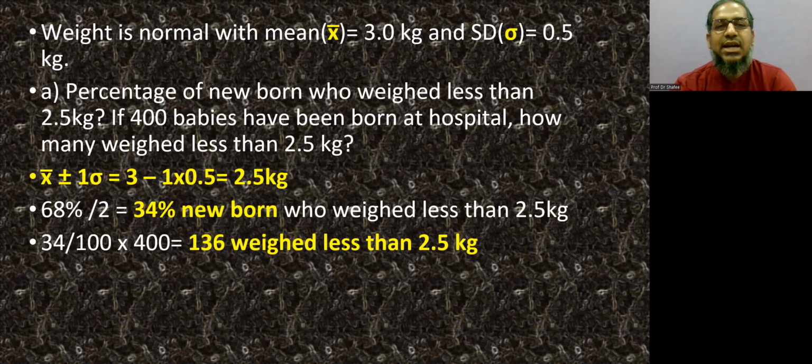Now, the second part of the question is: if 400 babies are born, how many will have birth weight less than 2.5 kg? Out of 100, that is 34%, 34 are less than 2.5 kg. So if 400 babies are born, then the number of babies will be 34 by 100 into 400. So 136 babies will weigh less than 2.5 kg. Like this, we calculate the number or percentage of children below 2.5 kg.